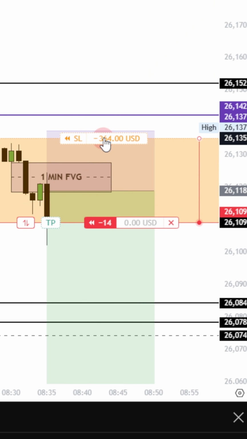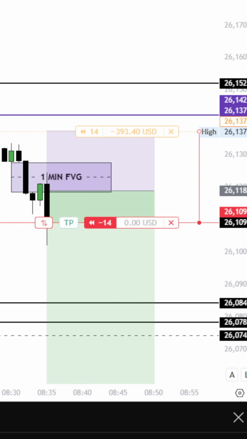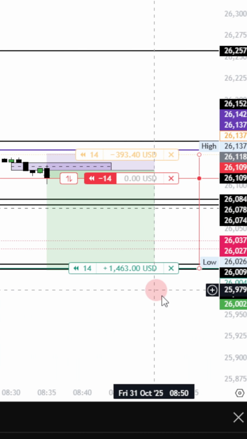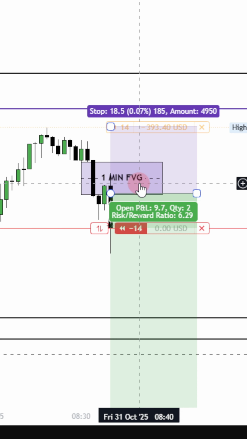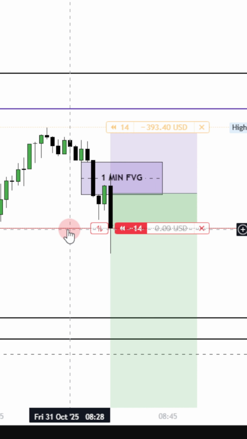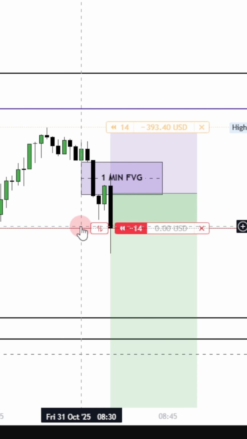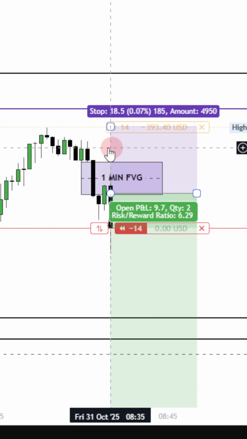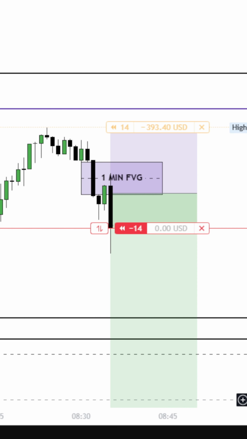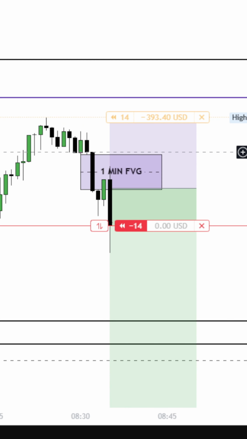Stop loss would be up here. TP would be down here. Your entry will be here in the 1 minute fair value gap. It entered me right here because of the bar replay. And the stop loss, like I said, is above the previous swing high or the 5 minute candle. You want to keep a tight stop loss and a bigger TP.